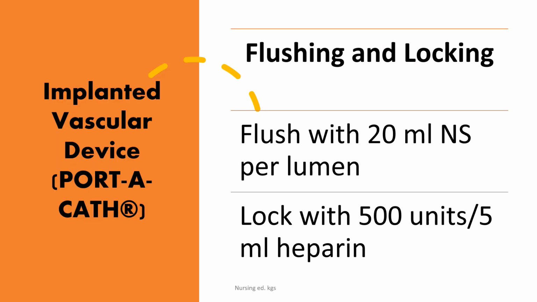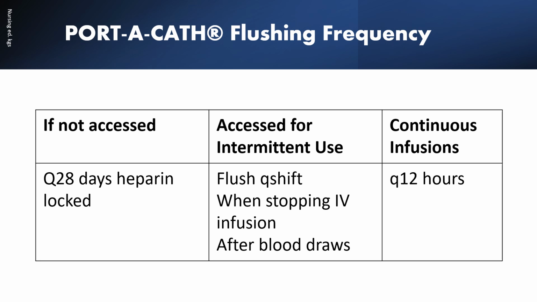When it comes to flushing and locking, you're always going to be flushing with 10 to 20 mLs of normal saline, and you'll lock with 500 units or a 5 ml syringe of heparin. If the portacath is not accessed, there will be no needle and no dressing. And before deaccessing, you will heparinize it or heparin lock it, and this will last for 20 days.